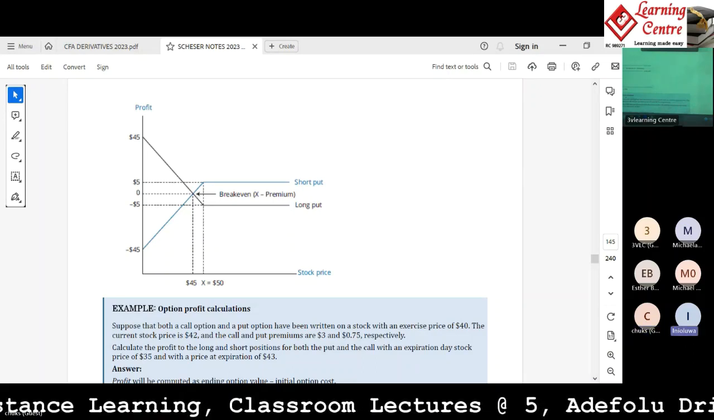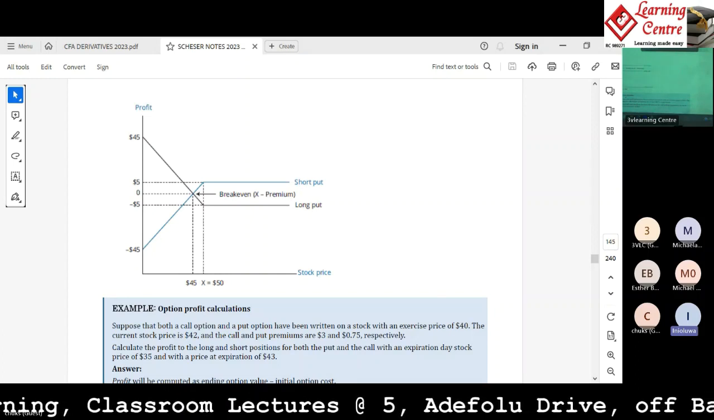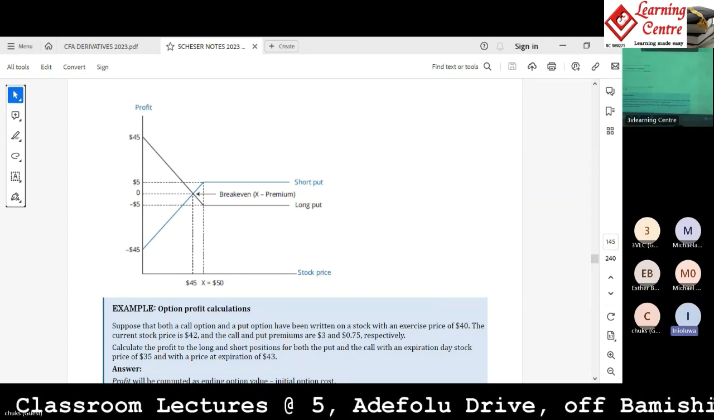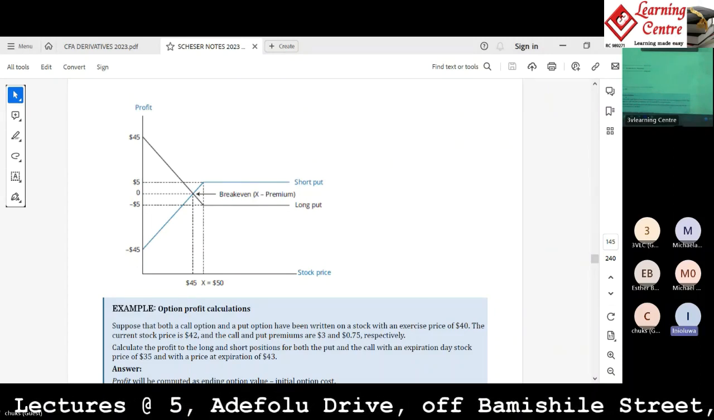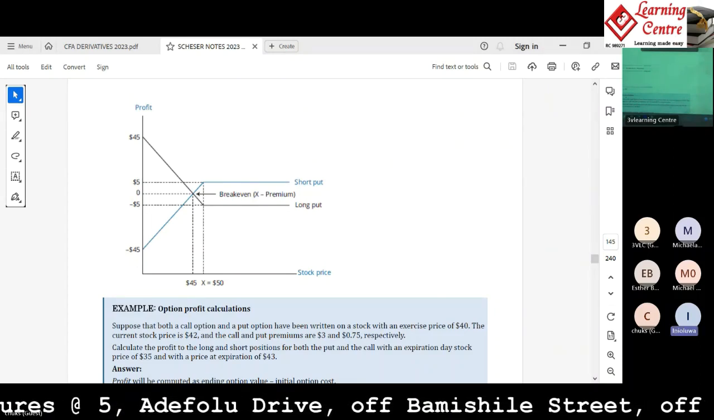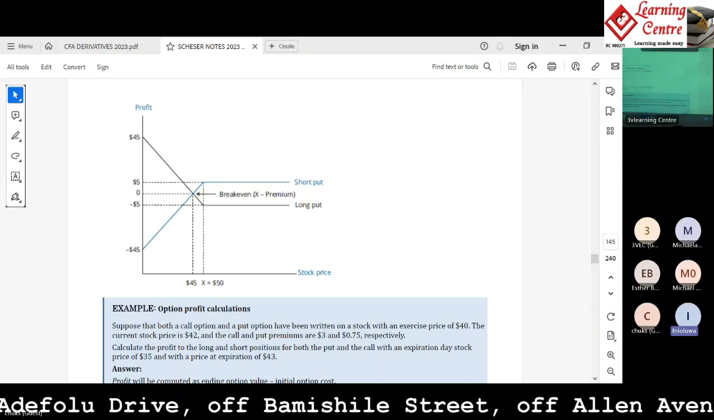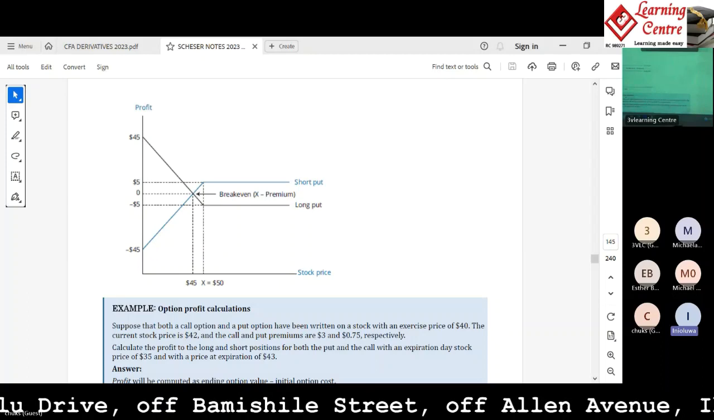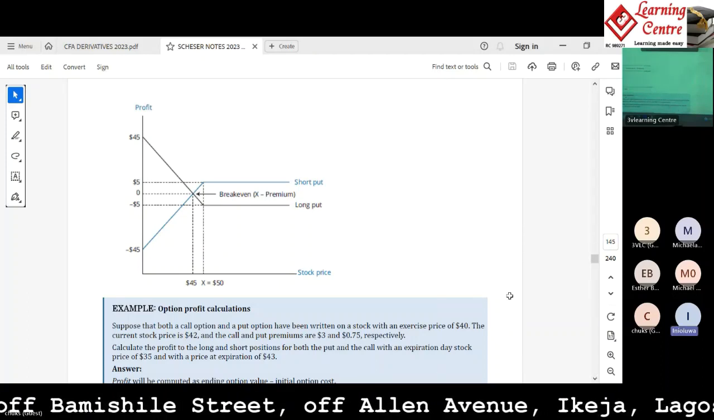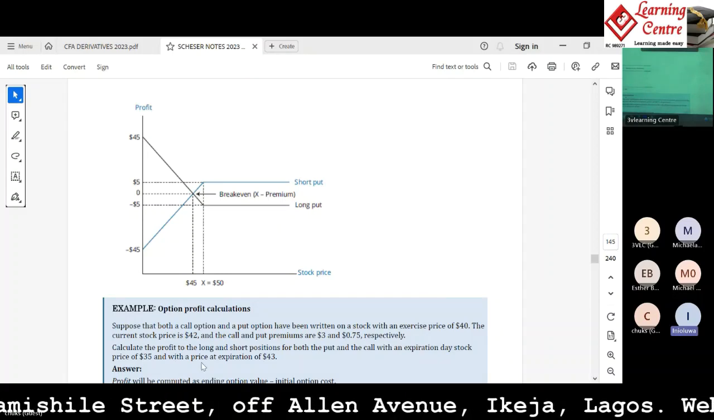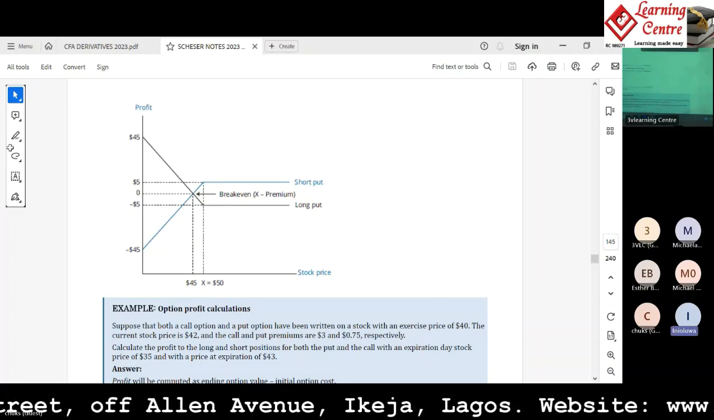Suppose that both a call option and a put option have been written on a stock with an exercise price of $40. The current stock price is 42, and the call and put premiums are 3 and 0.75 respectively. Calculate the profit to the long and short positions for both the put and the call with an expiration date stock price of 35 and with a price at expiration of 43.